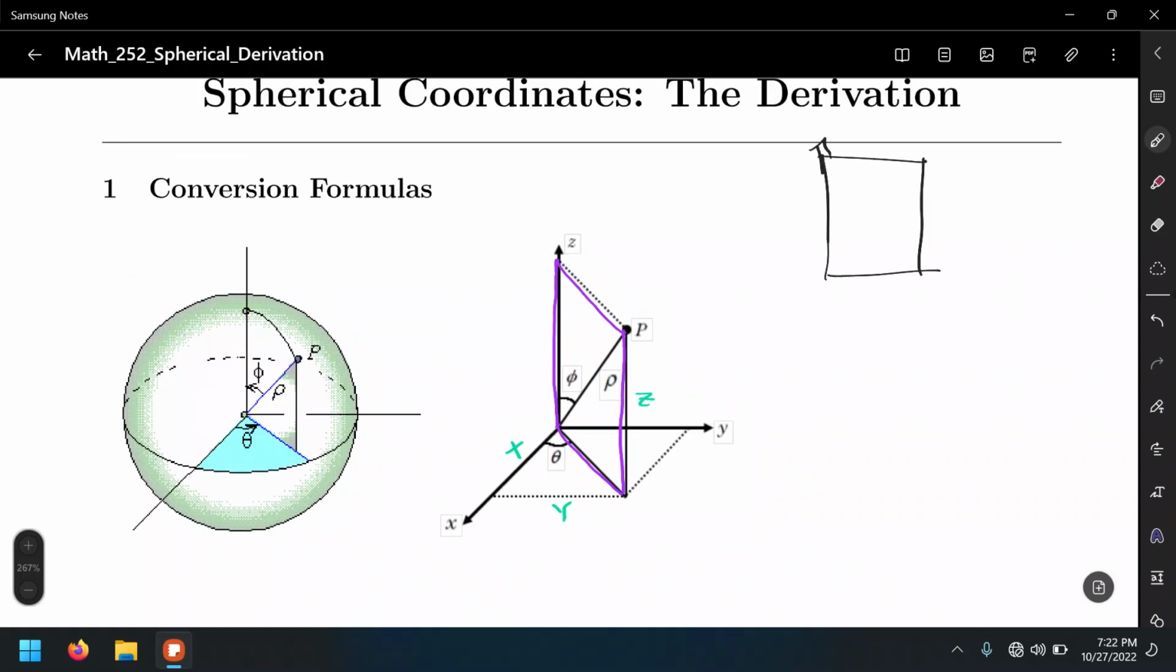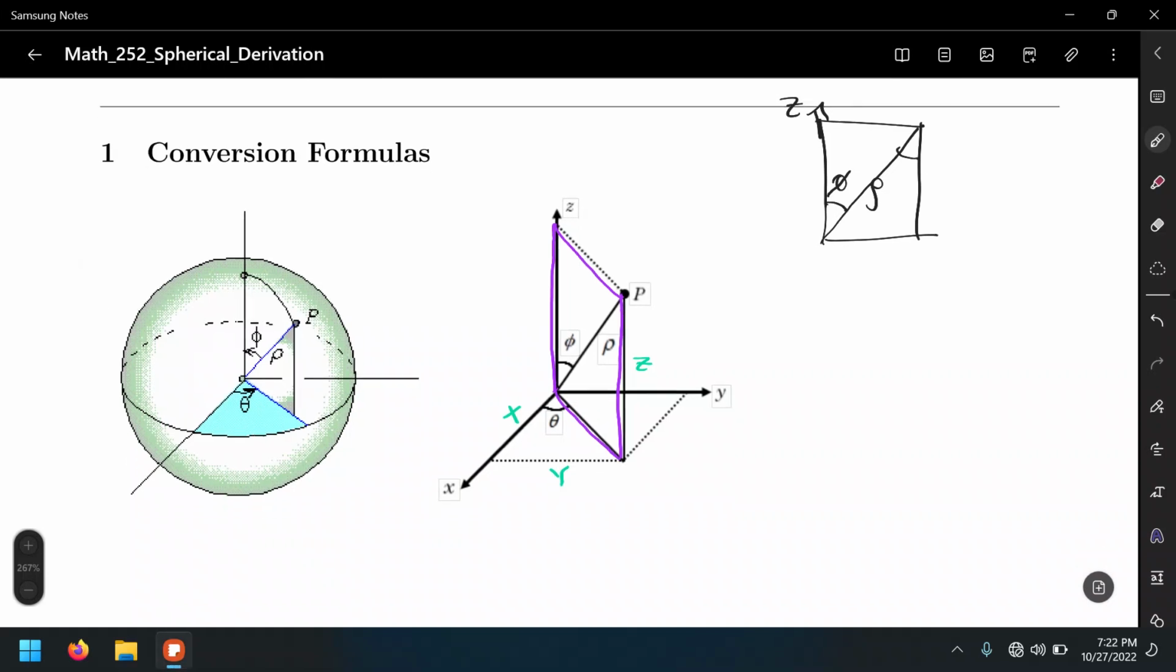So this is the z-axis. This is the point which has a rho over here, and this angle which is this phi. However, by symmetry, isn't it that this angle right here is the same as that angle as well? Okay, so I'm going to take that part of the triangle right here. I'm going to take this triangle right here.